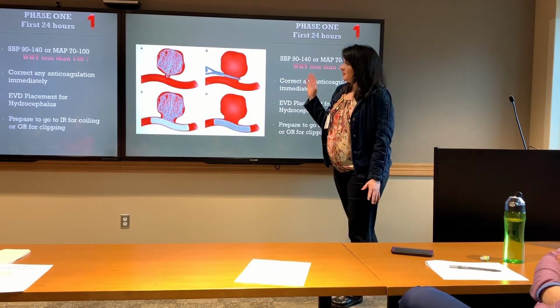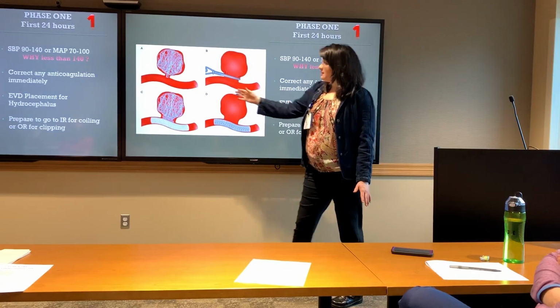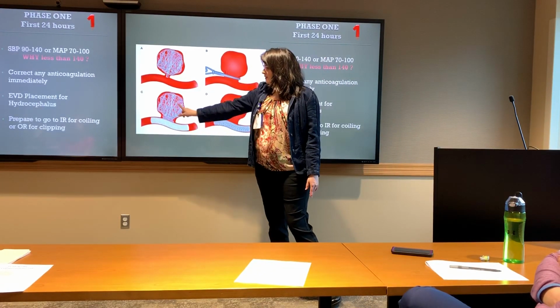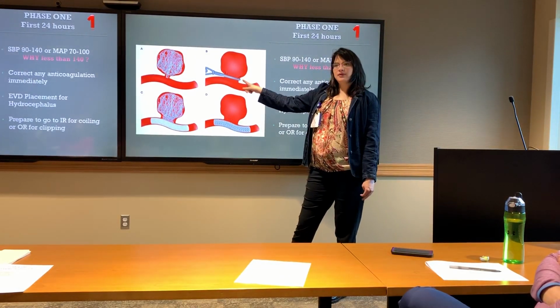I love this picture because it really shows the example of basically 4 different approaches for treating an aneurysm. Here's the coiling itself. This is coiling in a stent. This is just a stent. And then this is OR going for clipping.